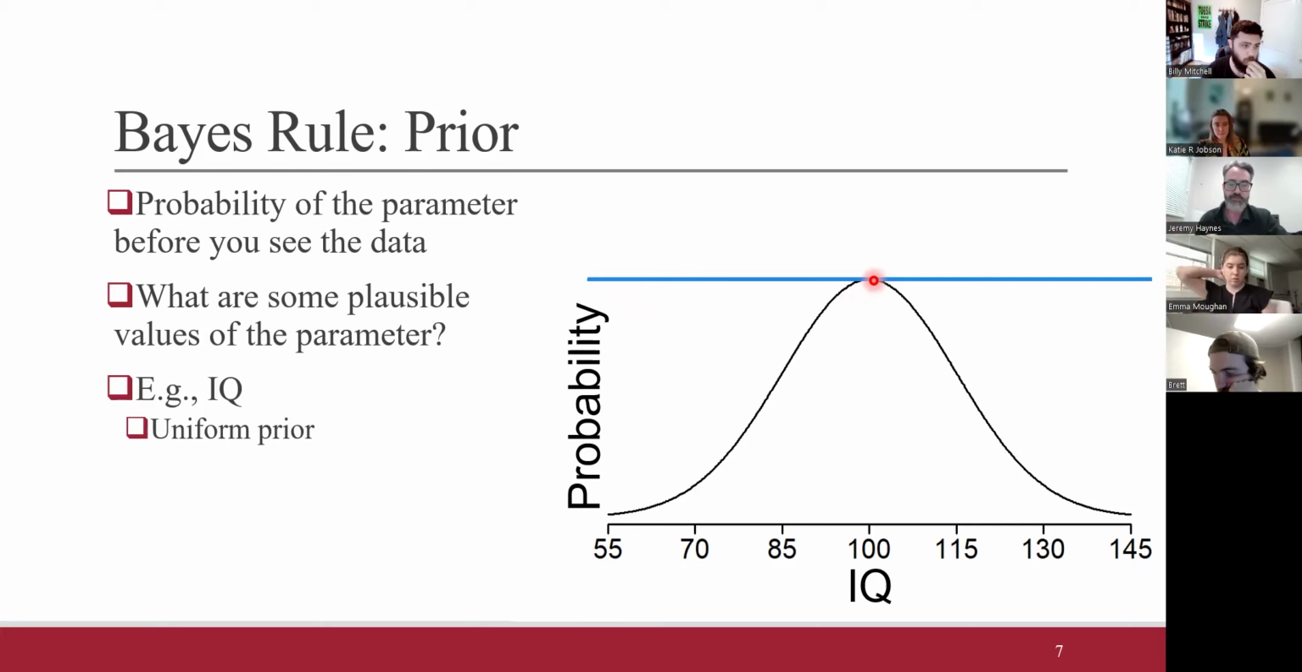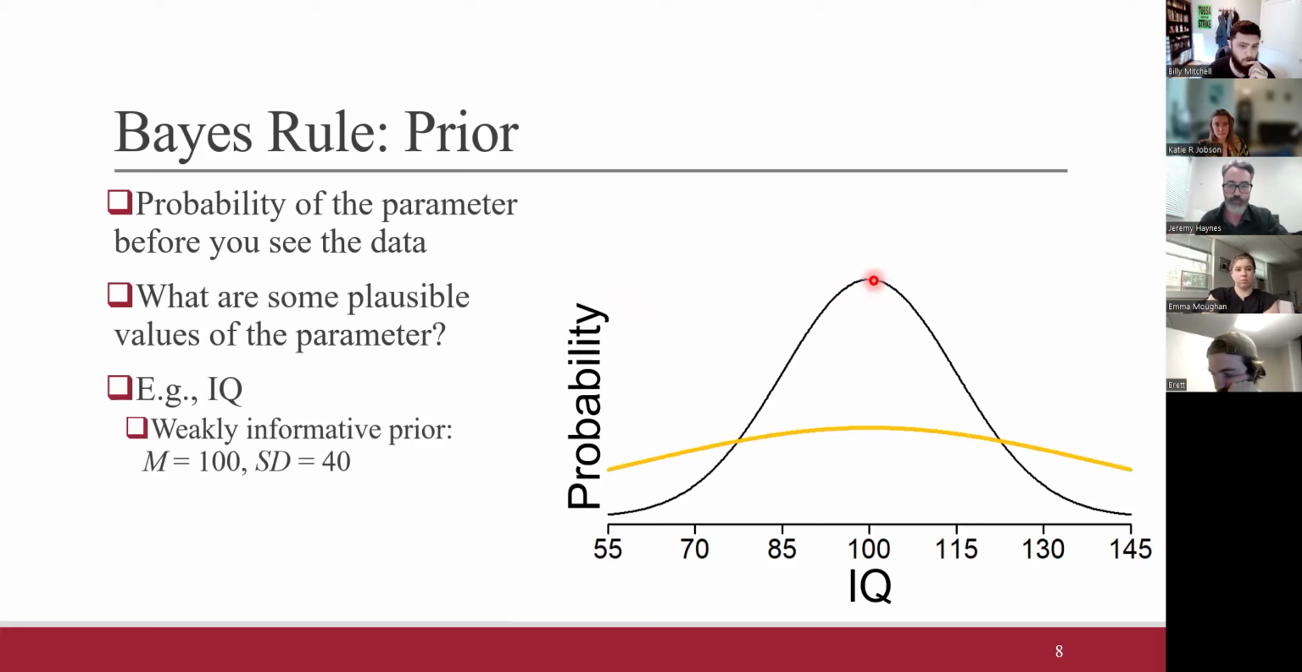And so we could just provide a very weakly informative prior. So here in the yellow, I have a normal distribution with a mean of 100 and a standard deviation of 40. Now, this is very weakly informative because you'll notice that it doesn't follow the actual strict IQ distribution. But what we're basically saying is, okay, an IQ score of 100 is more likely than an IQ score of, let's say, 55 or even 70. But we're not saying it with a high degree of confidence because we want our data to really govern our estimate here.